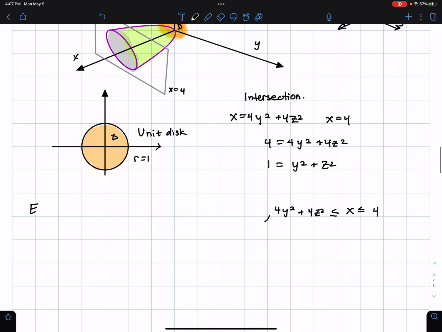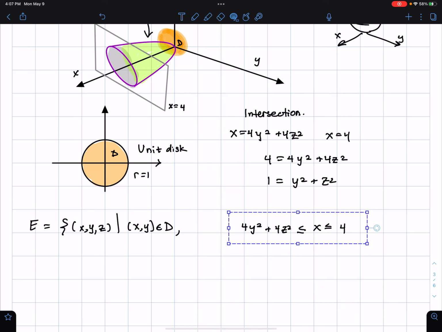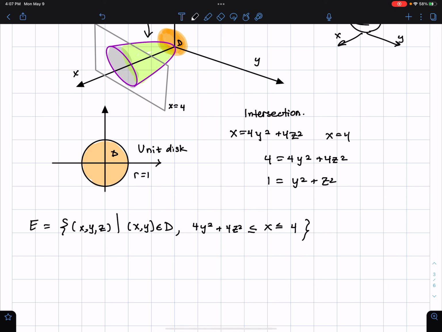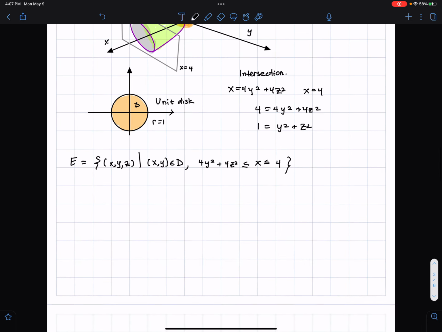All right, now, okay. So what I'm going to do when I write E is I could just write it like this: X, Y, Z, such that X and Y belong to the set D, which is shown there, and that X is between these two functions shown, greater or equal to 4y squared plus 4z squared, less than or equal to 4. And now what I'm trying to do is evaluate this integral.